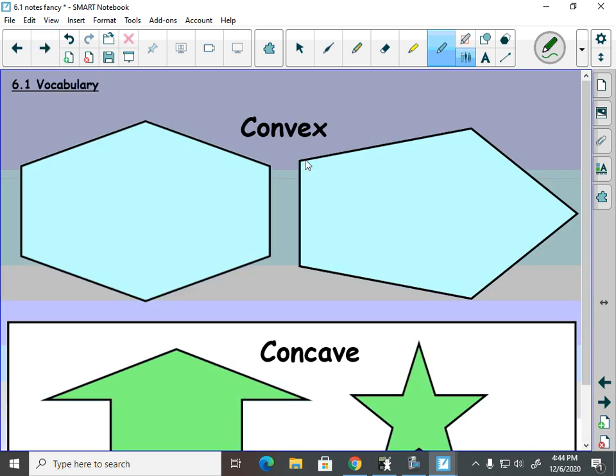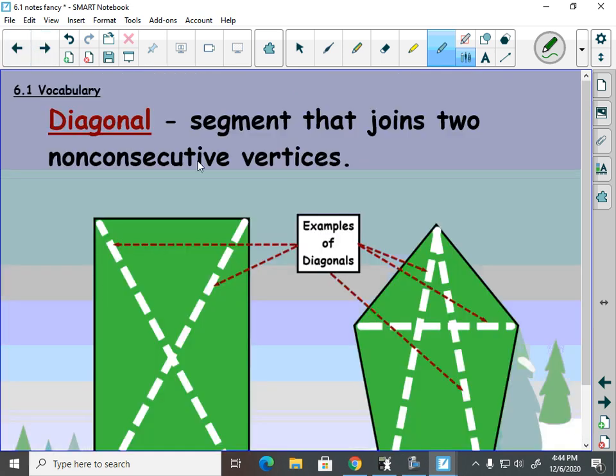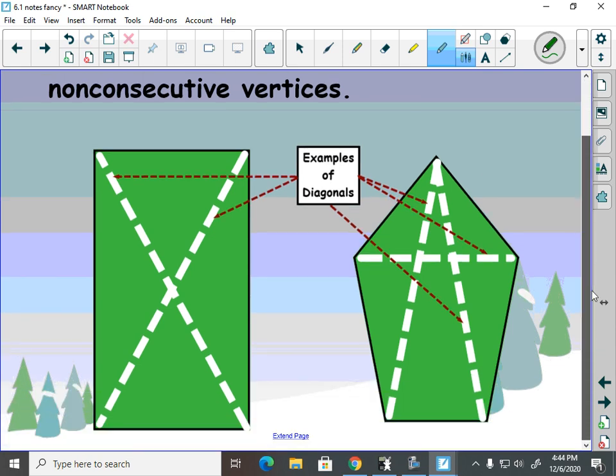Convex, convex, concave, concave. The teacher that made these spent a little more time making the drawings. Diagonals go from one corner to another. I forgot to point that out, but diagonals go from one corner to another corner. So you can have more than one diagonal from a corner. Look at that. This one's got two. And I could have drawn this one, and I could have drawn that one. Okay, but I didn't.